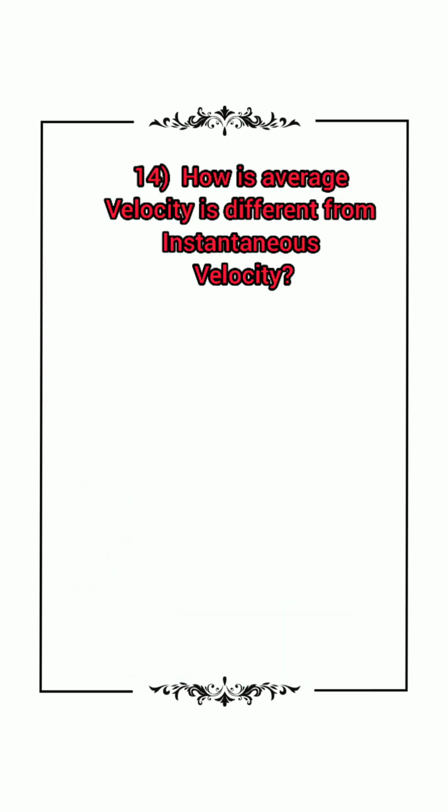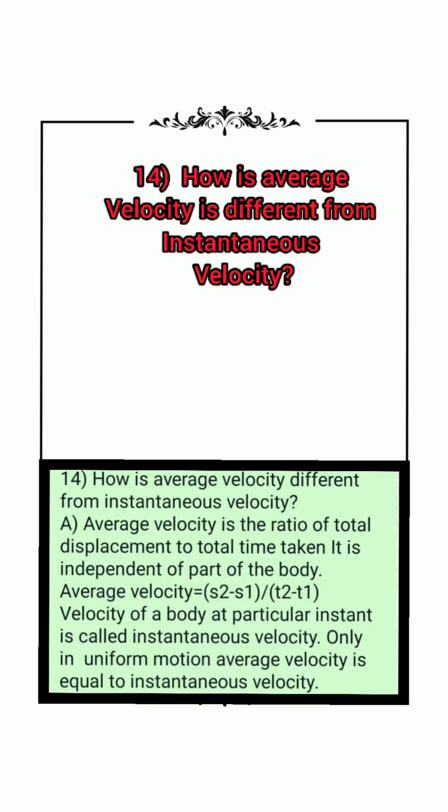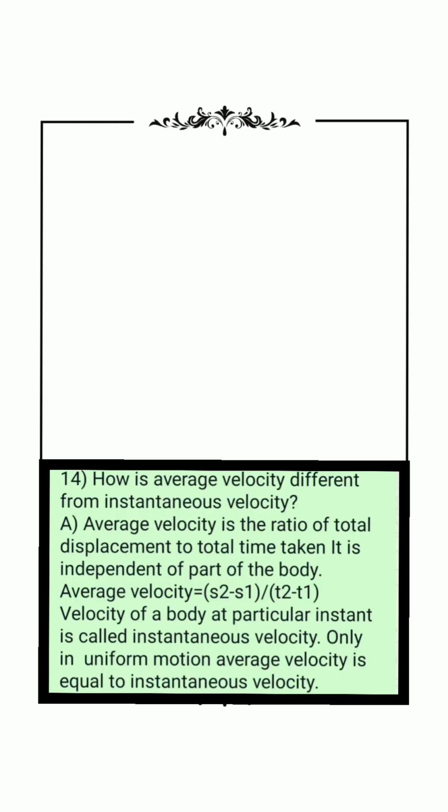14. How is average velocity different from instantaneous velocity? A. Average velocity is the ratio of total displacement to total time taken. It is independent of the path of the body. Average velocity = (s2 - s1)/(t2 - t1). Velocity of a body at a particular instant is called instantaneous velocity. Only in uniform motion is average velocity equal to instantaneous velocity.